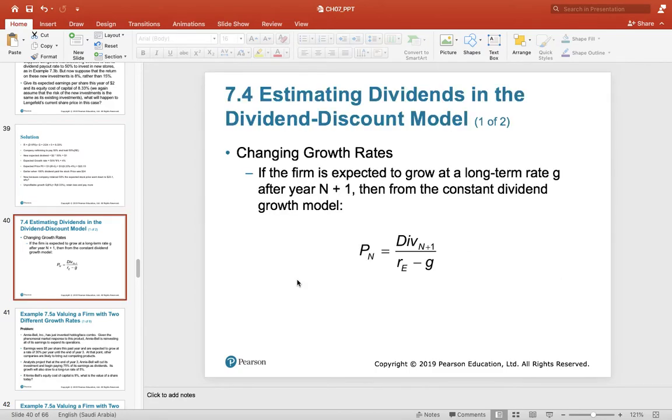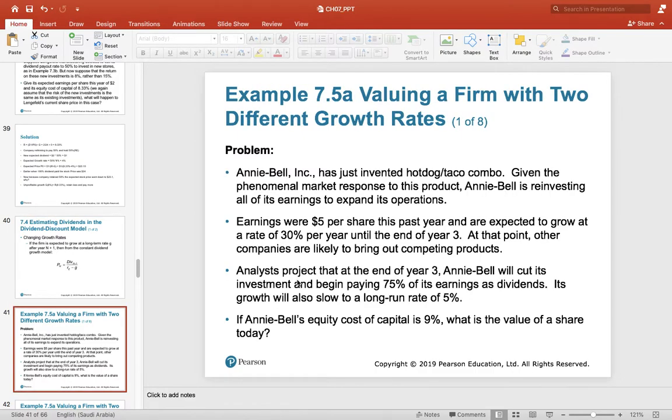Now we will start with 7.4, that is estimating the dividend discount model when there are different growth rates. For example, the company being discussed has earnings per share right now of $5, and it is expecting to grow the earnings at a rate of 30% per year until the end of year 3.